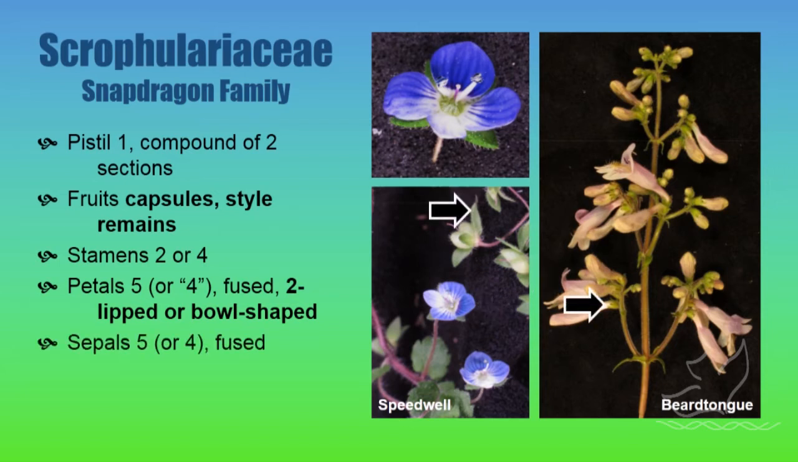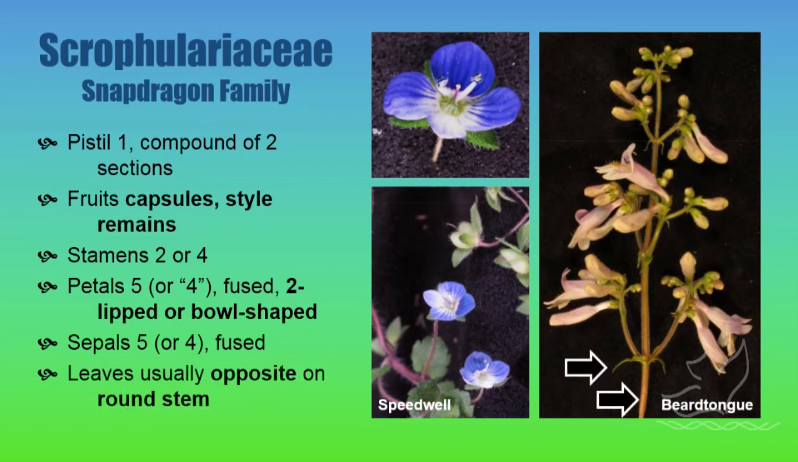Sepals are generally 5 or sometimes 4 and fused at the base. Leaves are usually opposite on a round stem. Now you can find some members of the family that have alternate leaves, but generally opposite leaves on a round stem. So that's those two families that are very similar looking, mint family and the Scrophulariaceae or the Snapdragon family.